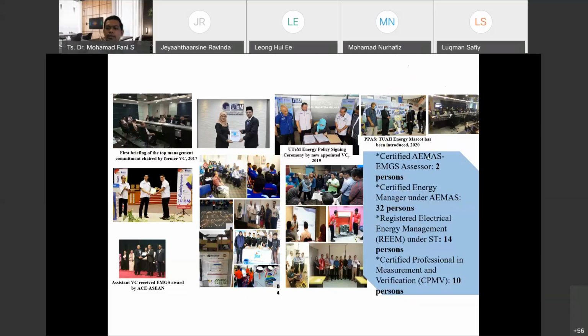And currently we have two certified EMAS EMGS assessors, including me. I have been appointed as an assessor for the Energy Management Gold Standard since 2015, and in the last 2 years have been upgraded to lead assessor. Okay, for certified energy managers under the EMAS, we have 32%, registered RIM 14%, and for the other certificate related to energy management, certified professional for measurement and verification, we have 10% in UTM.